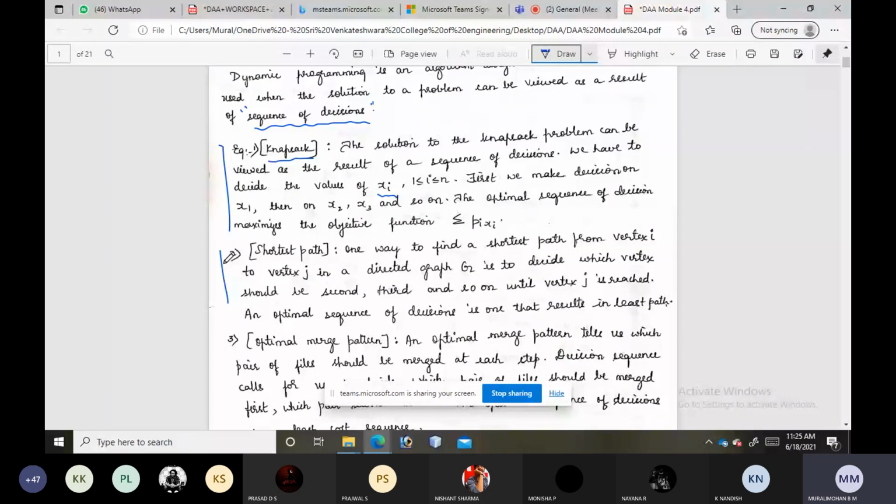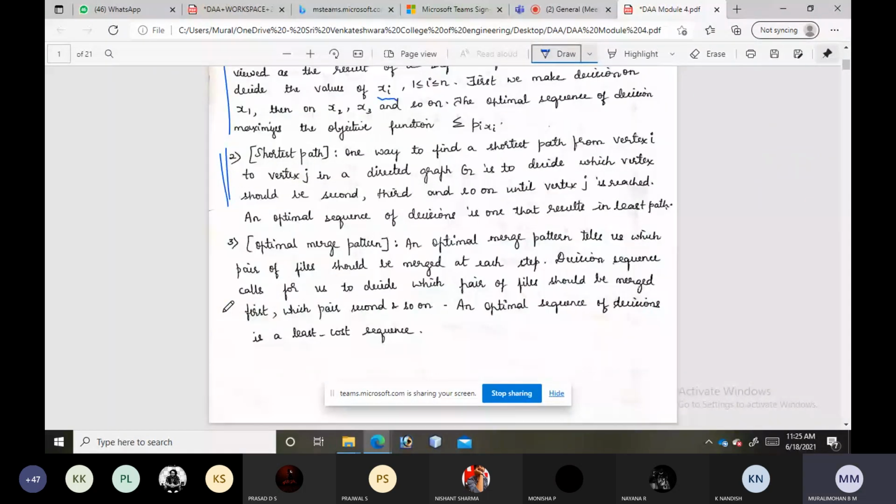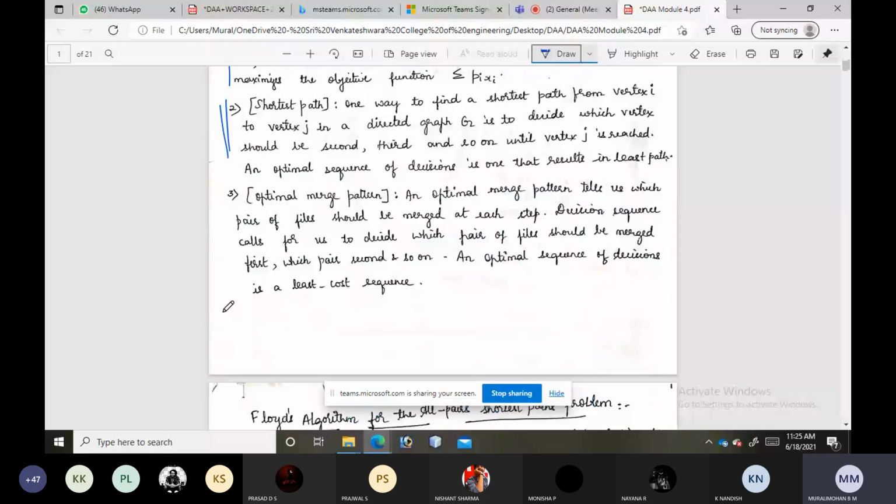Next, optimal merge pattern. Here an optimal merge pattern tells us which pairs of files should be merged at each step. The decision sequence calls for us to decide which pair of files should be merged first, next, and so on. So here we take a sequence of decisions that should cost the least, right?